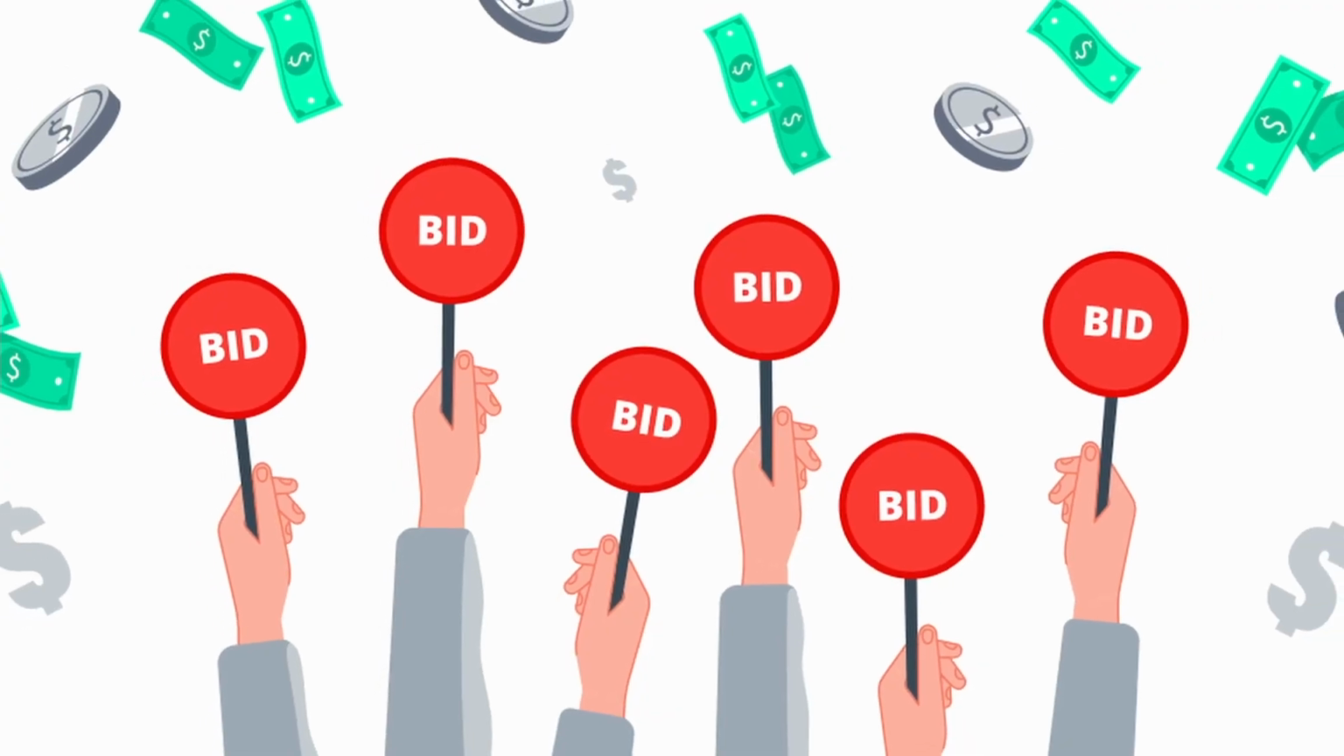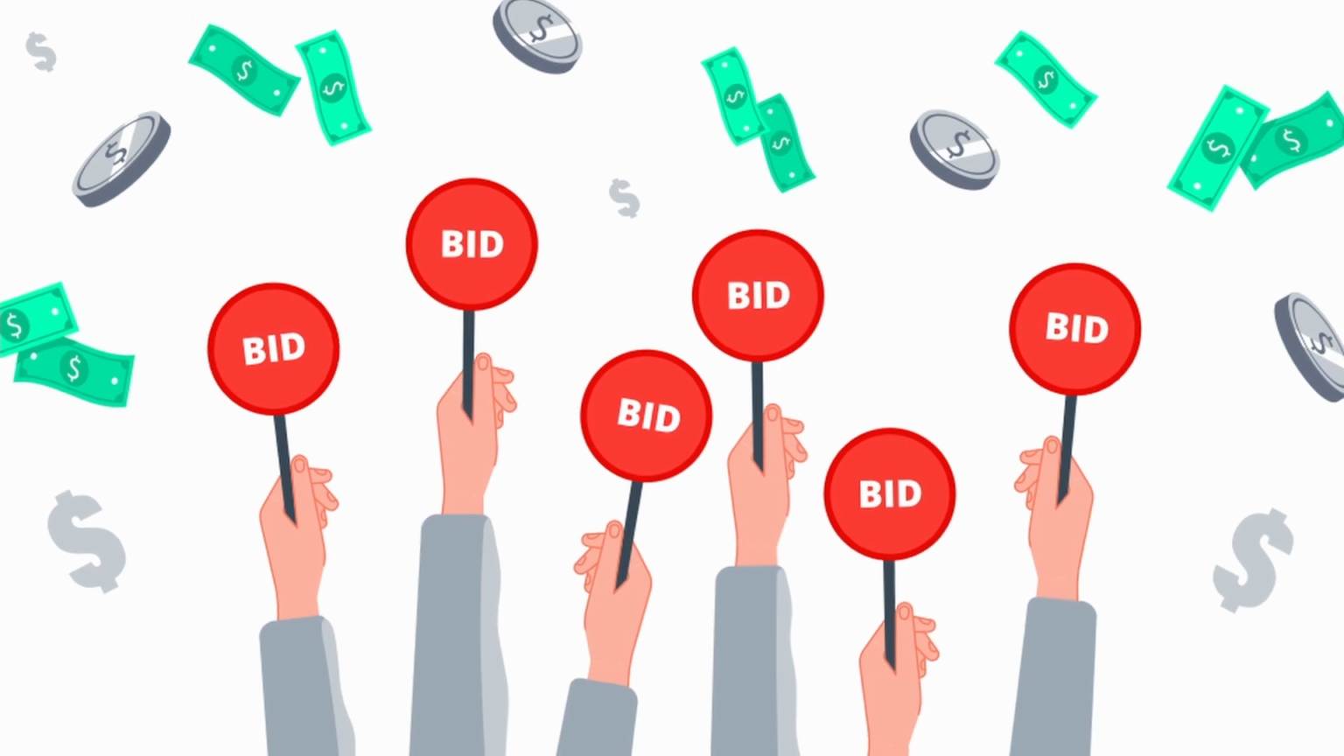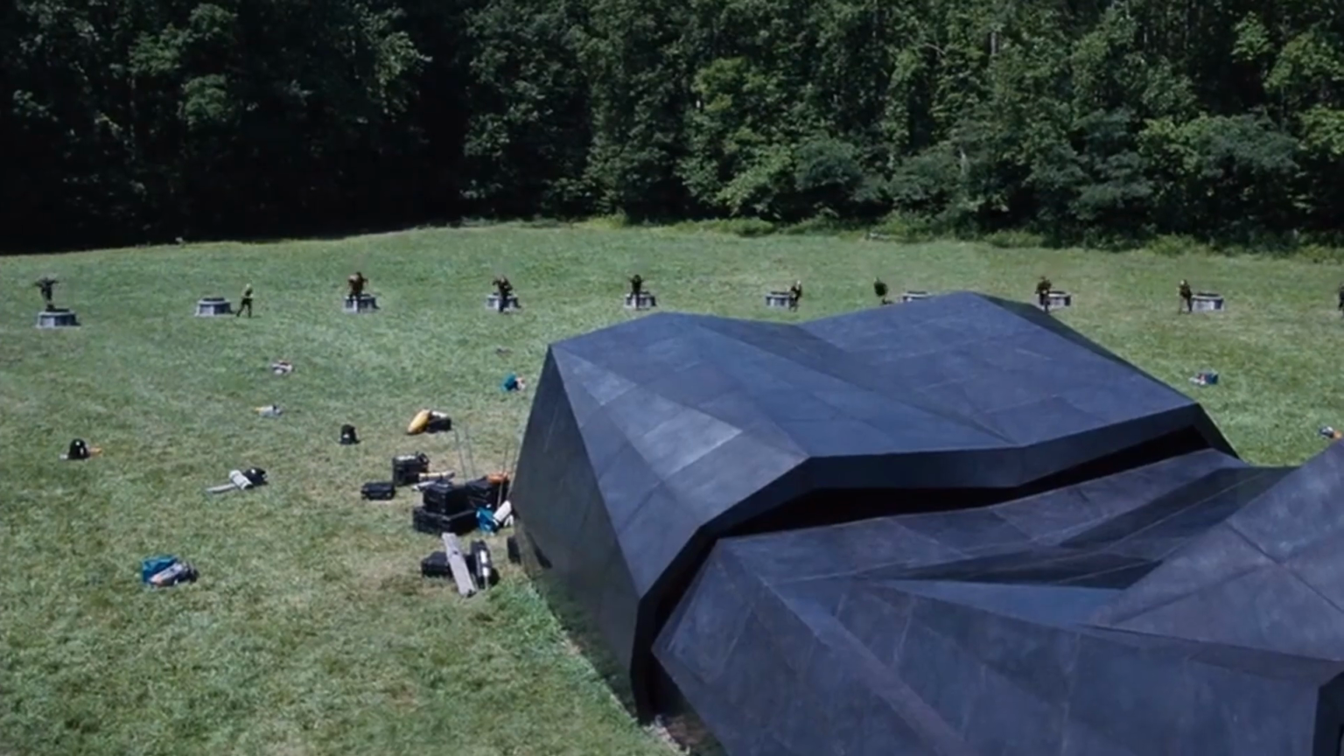But how does Facebook determine which ads to show to which users? That's where the auction comes in. Every time a user logs into Facebook, Facebook runs an auction to determine which ads to show to this user. It's like the Hunger Games, but instead of kids fighting to death, it's advertisers bidding against each other to show their ads on your profile.